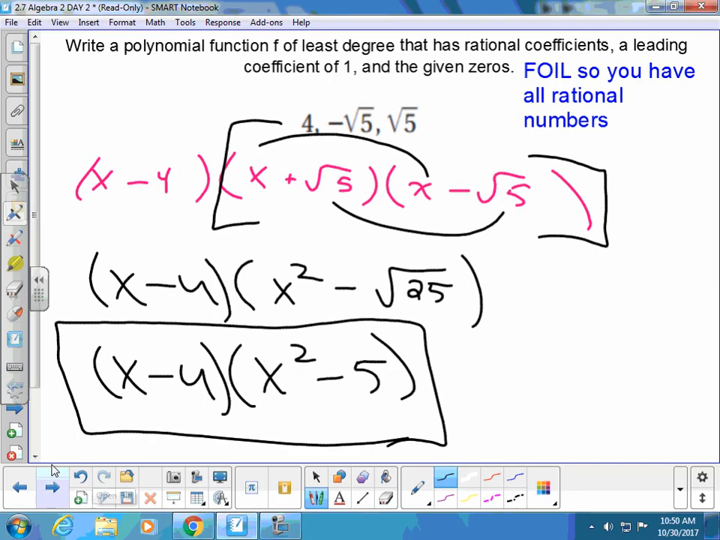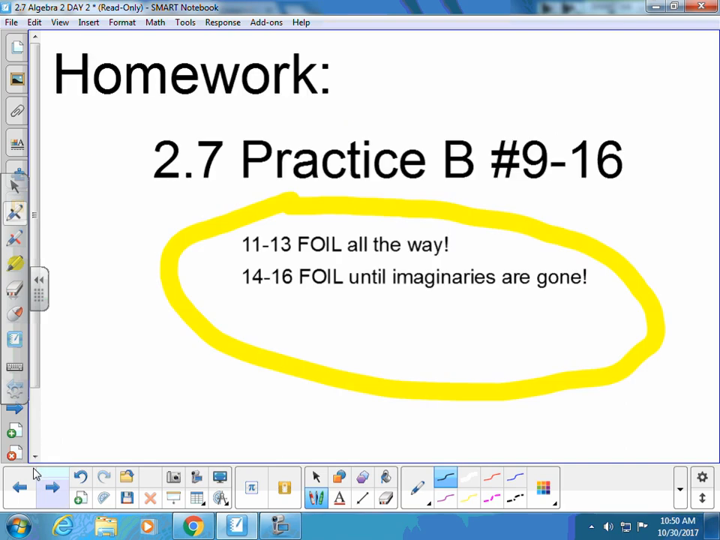All right, so for the homework tonight, I'm going to give you a paper, but the instructions are, you're doing 9 to 16. 11 to 13, we do want you to FOIL them all the way out. So have fun FOILing. But then on 14 to 16, you can do what we just did in our last two examples, where you FOIL until your imaginaries or your radicals are gone, and then you can just kind of walk away, save some time. Okay? Sound good?